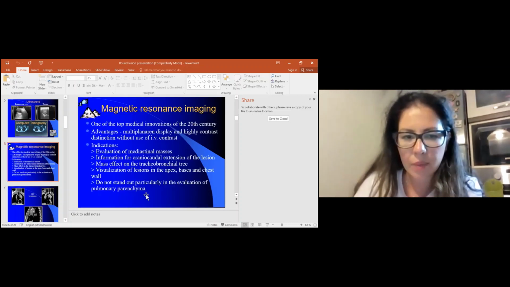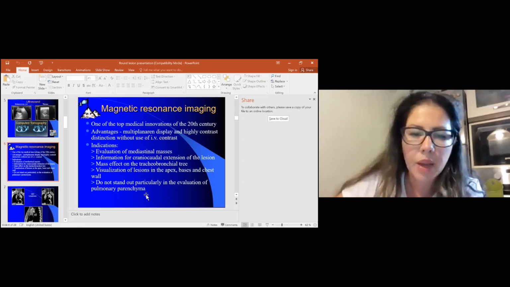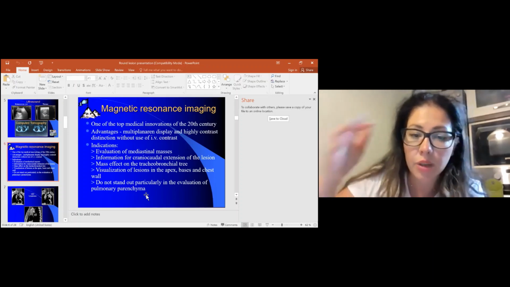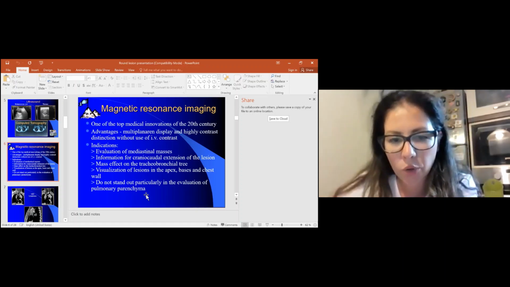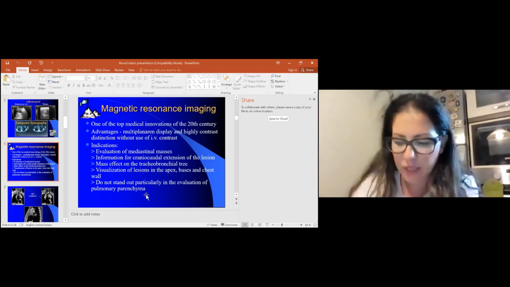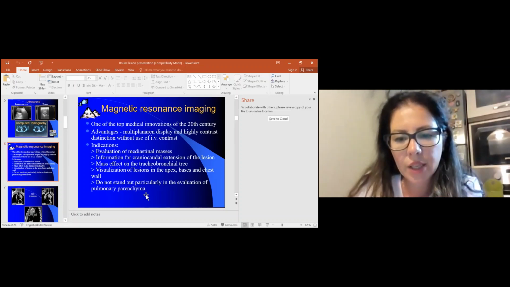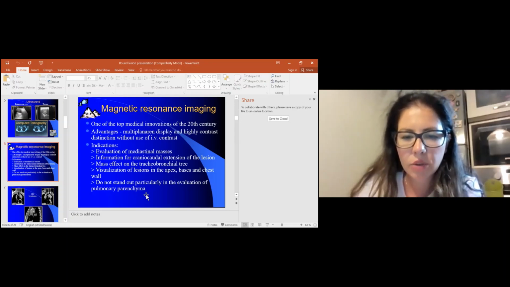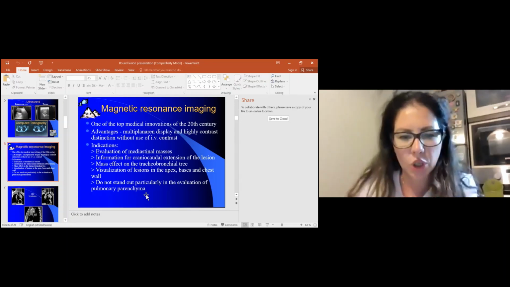Magnetic resonance imaging, one of the top medical innovations of the 20th century. The advantages are multiplanar display and highly contrast distinction without use of intravenous contrast. Indications are evaluation of mediastinal masses, information for craniocaudal extension of the lesion, mass effect on the tracheobronchial tree, visualization of lesions in the apex, basis, and chest wall.